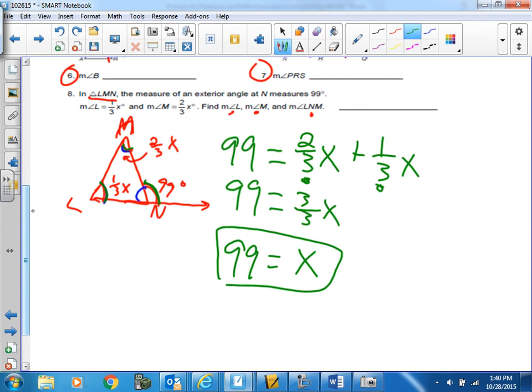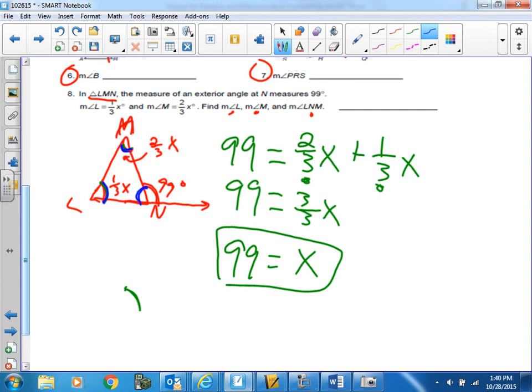So angle LNM, which is, actually, you know what? We didn't even need this one on the outside. We don't need it, because LNM is actually on the inside. So we need this one, and this one. We don't need the one on the outside. We need the 3 interior angles. So we found x. X is 99.